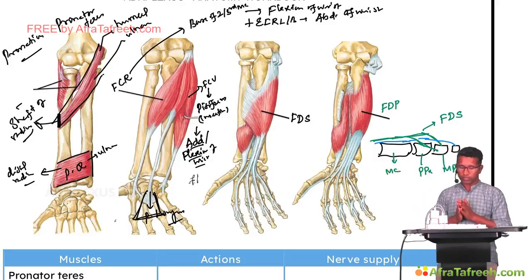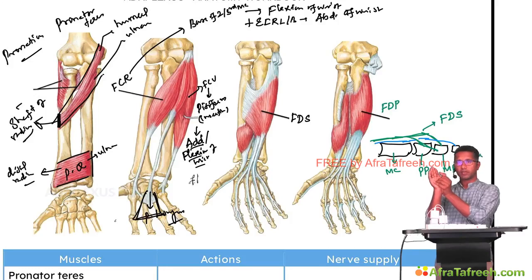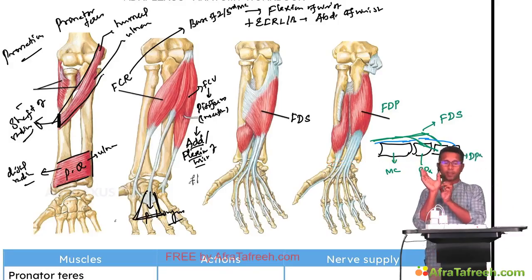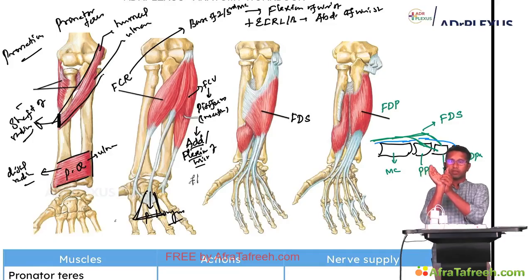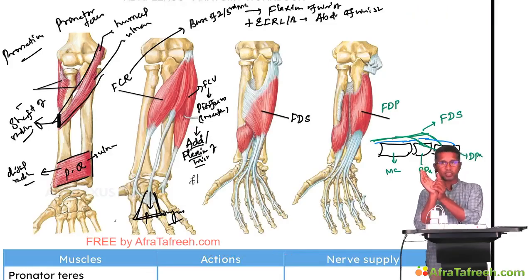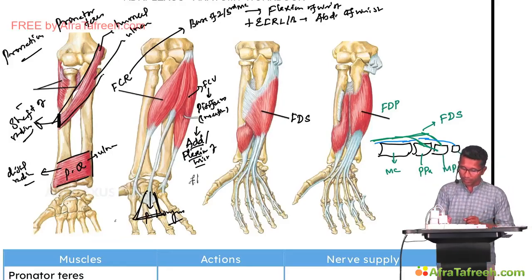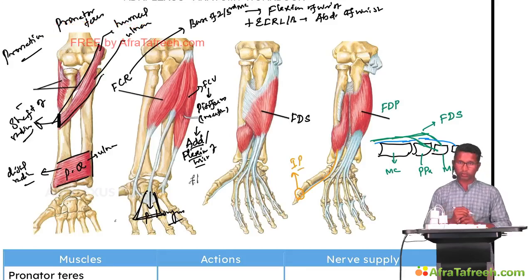The flexor pollicis longus goes and gets inserted into the distal phalanx of the thumb. So it causes flexion of the interphalangeal joint of the thumb. In the thumb, you don't have a middle phalanx, you don't have a proximal interphalangeal joint or a distal interphalangeal joint. Here there is only the interphalangeal joint. Flexor pollicis longus causes flexion of the distal phalanx, or in other words, flexion of the interphalangeal joint. You can see that very clearly here. The muscle goes to the distal phalanx and causes flexion of the interphalangeal joint of the thumb.